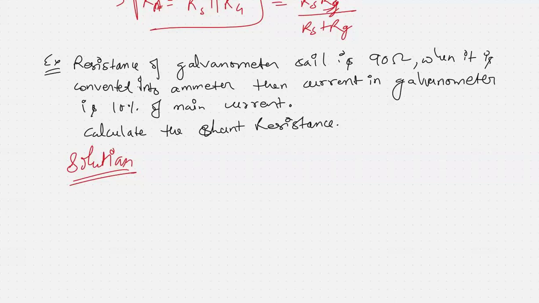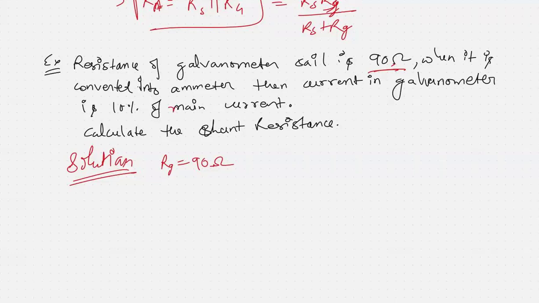So look, the problem says you are given a galvanometer having 90 ohms of resistance, right? So the problem gives you RG is 90. What other things are given? When it is converted to an ammeter, the current in the galvanometer is 10% of the main current.